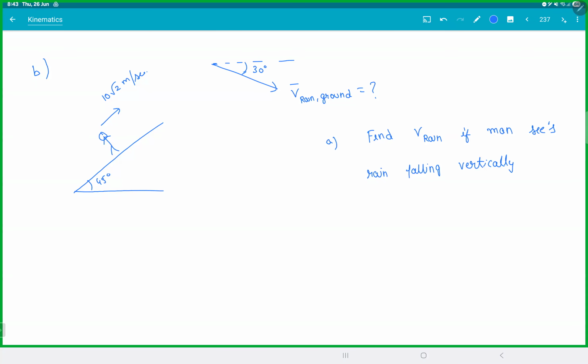So technically the rain is falling at an angle, but he thinks it is falling vertically. And find the speed of the rain as seen by the man. So we have a man going on an incline at 45 degrees. The rain is falling at 30 degrees. That much information we have. But I don't know the speed of the rain. But this guy thinks the rain is falling vertically. So what is the speed of the rain? And with what speed is the rain falling with respect to him?